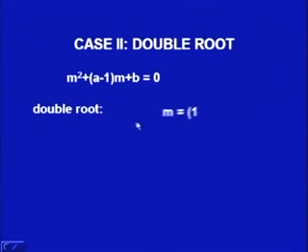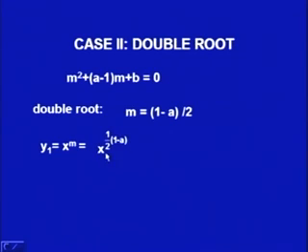Now, go to case 2, double root. That is when the equation m² + (a − 1)m + b has the same real root. What will that root be? That root would be (1 − a)/2. So the one solution we would get is x to the power m, that is x^((1 − a)/2).